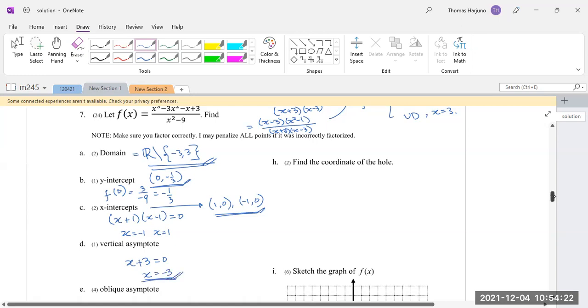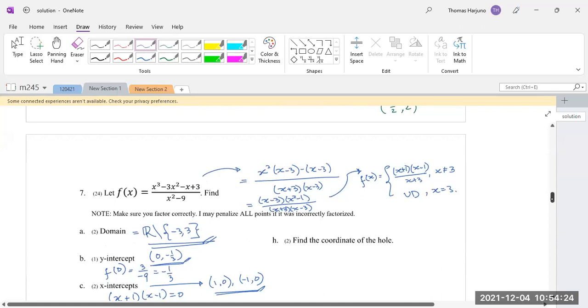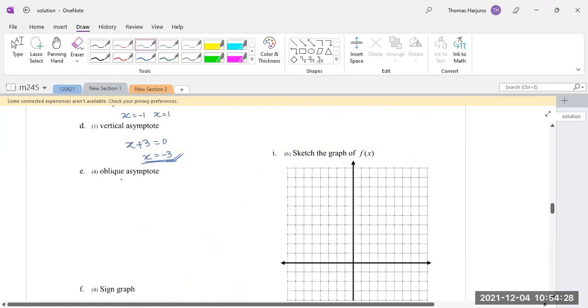Now, oblique asymptote, you can just use f star(x). f star(x) is (x plus 1)(x minus 1) over x plus 3, right? And because we divide by x plus 3, we can just use synthetic division.